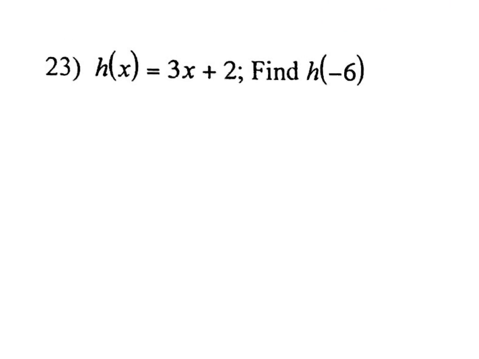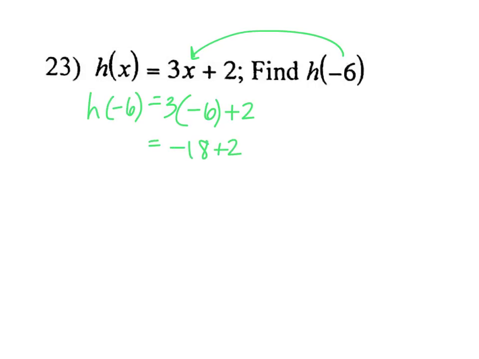Okay, so really similarly on question 23, we're going to be plugging in -6 this time, so 3 times -6 plus 2 is my h of -6. So it's going to equal -18 plus 2, and negative 18 plus 2 is negative 16. So h of negative 6 is negative 16.